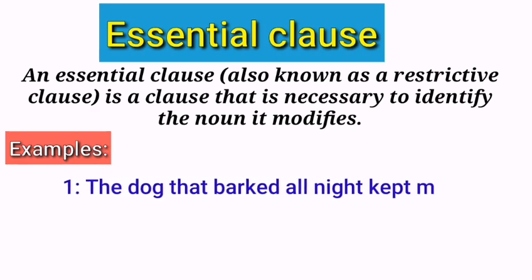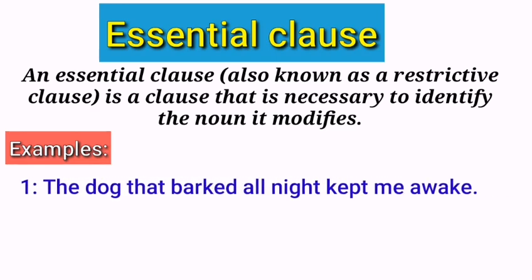The dog that barked all night kept me awake. Just look at this sentence. The group of words, that barked all night, is an essential or restrictive clause. But, the question is: how? If you want to justify it then recall the characteristics, as we have mentioned.